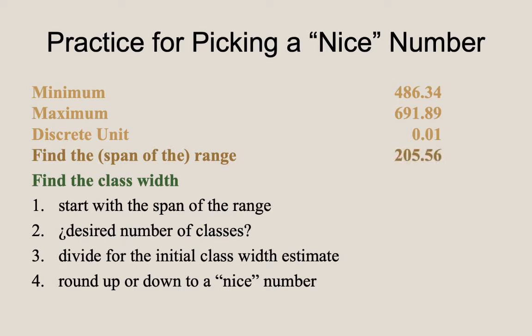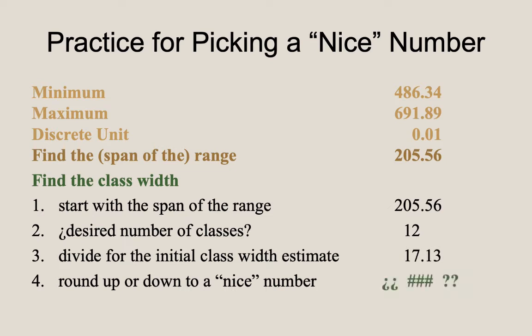So working to find the span of the range, we subtract the minimum from the maximum and add the discrete unit, and that gives us a value of 205.56. Now, to find the class width, we start with the span of the range, 205.56, and in our case, let's say we want a GFDT that has 12 classes. We divide our span of the range by the number of classes, and we get the value 17.13.